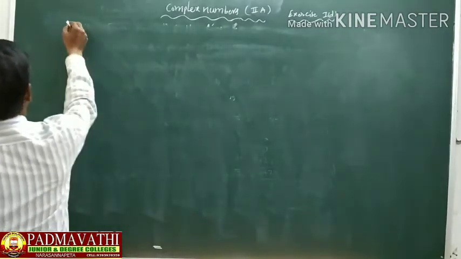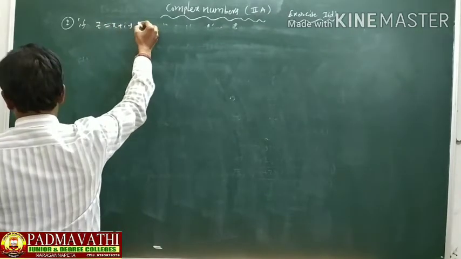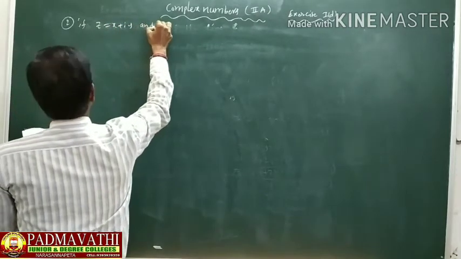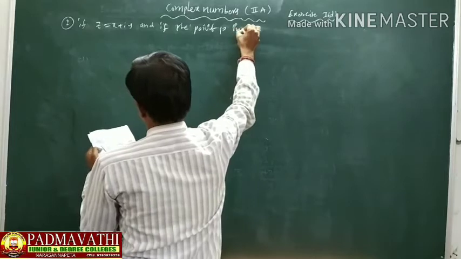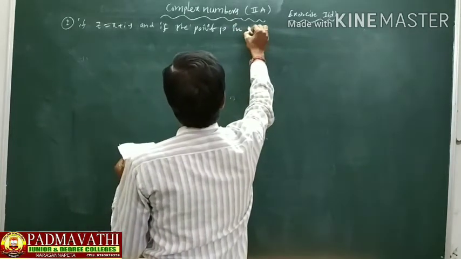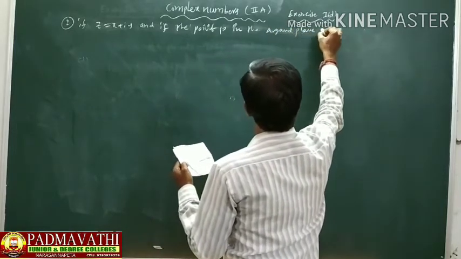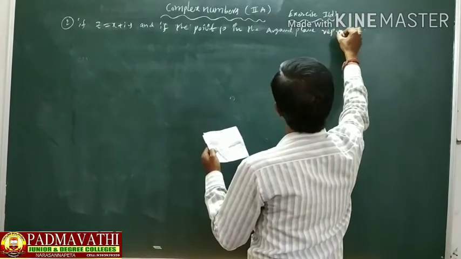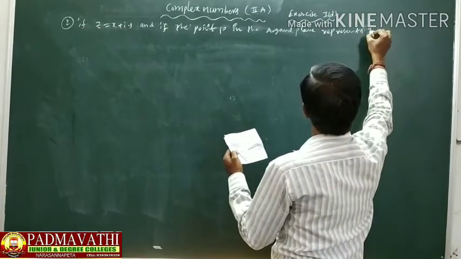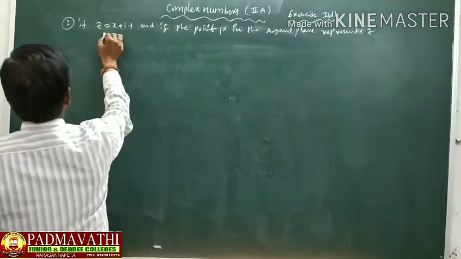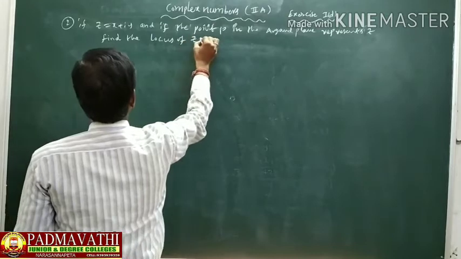If z equals x plus iy, and if the point P in the Argand plane represents z, find the locus of z.